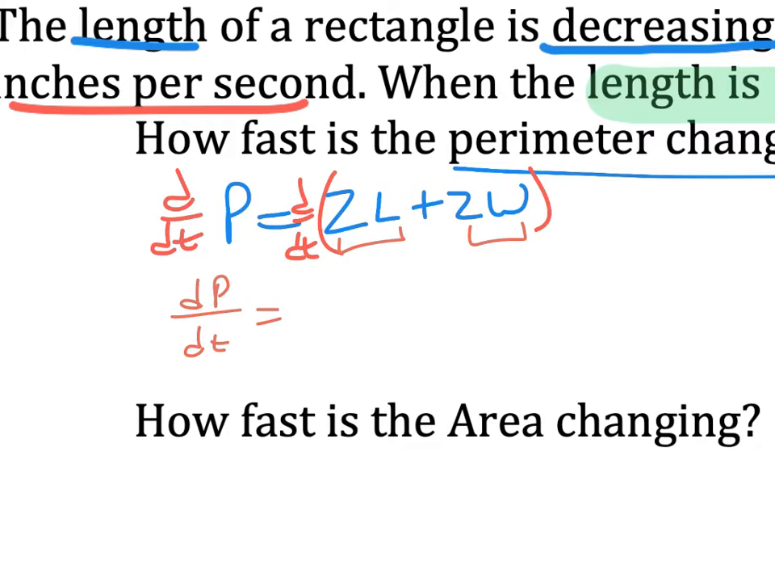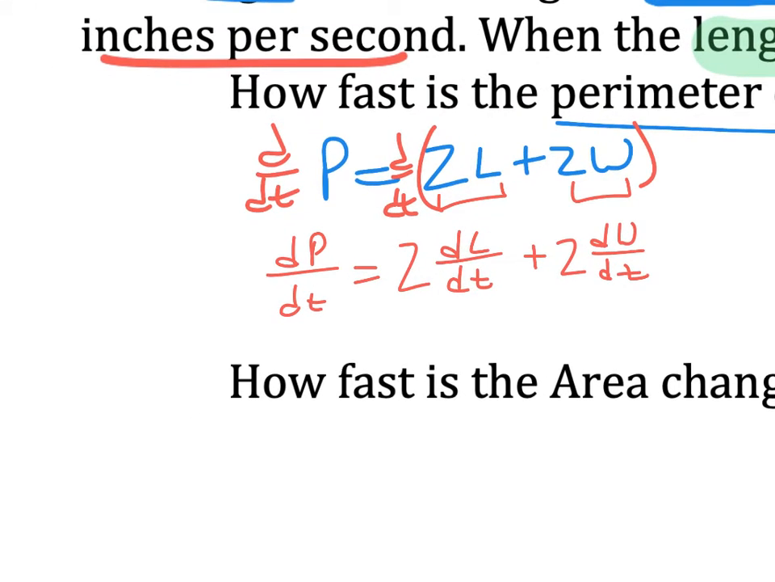And so we got, this is 2 dL/dt. This is 2 dW/dt. Sometimes we'll end up with an L and a W in here, but here they're all differentials. So a little vocabulary: this expression right here is called a differential. This is a differential equation. A differential is just an expression or a fraction that is a derivative.